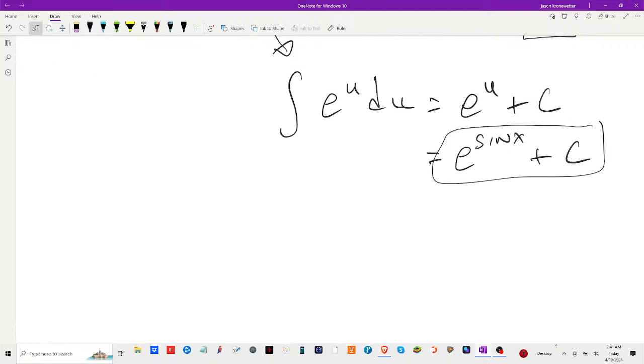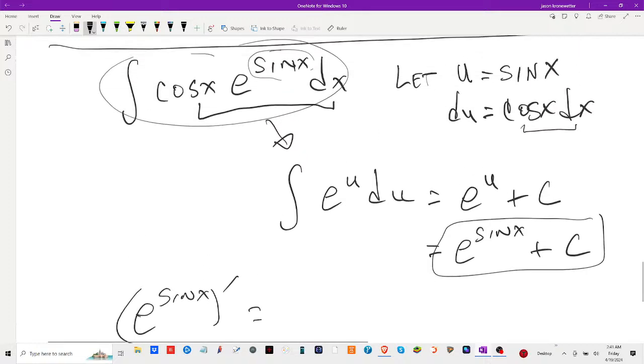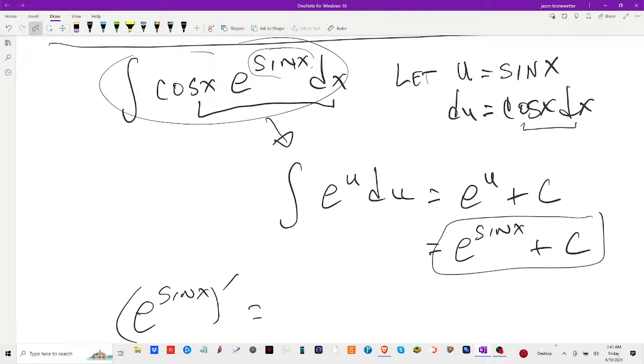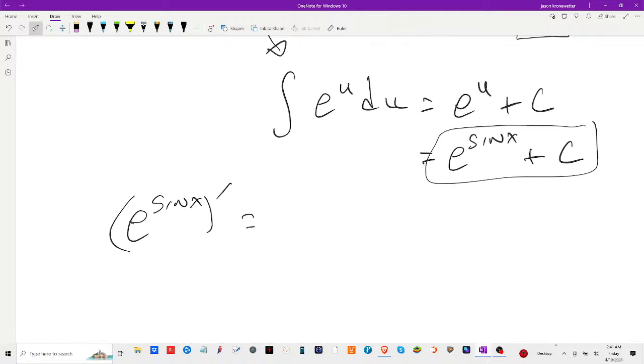Again, we can check. If I take the derivative of e to the sine x, what I'm hoping to find is that I get back to this original function, right? That was our goal, to find the antiderivative of that. Well, what's the derivative here? It's e to the Mickey Mouse, you get that back again, times the derivative of Mickey Mouse. Well, in this case, Mickey Mouse is sine x. Okay, well, what's the derivative of sine x? It's cosine x. So I get e to the sine x times cosine x.